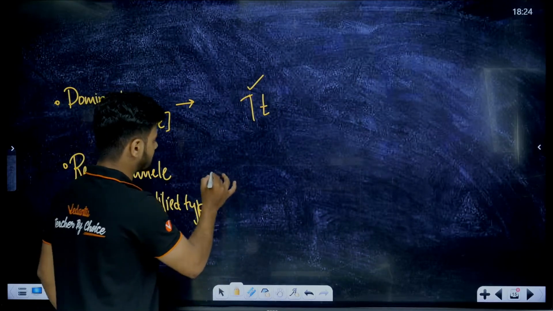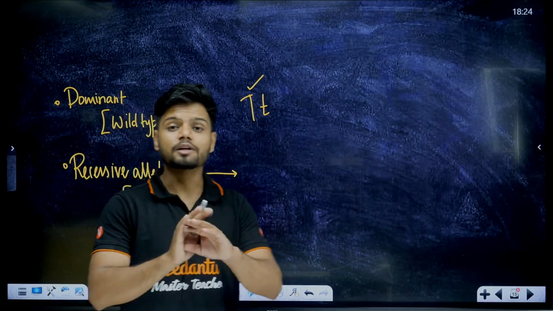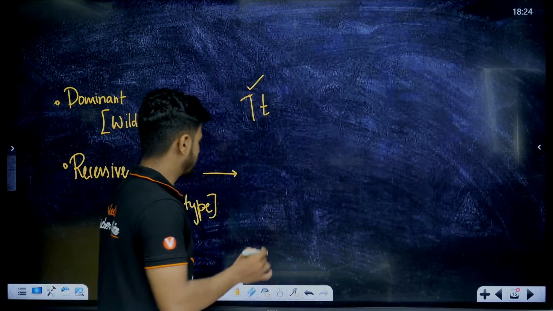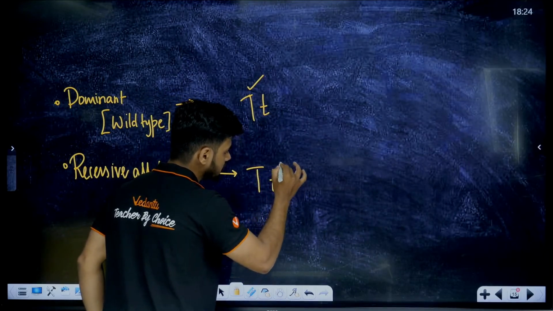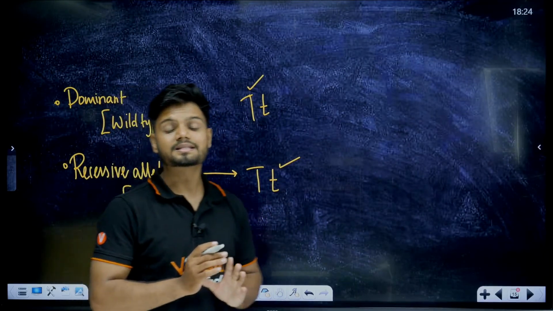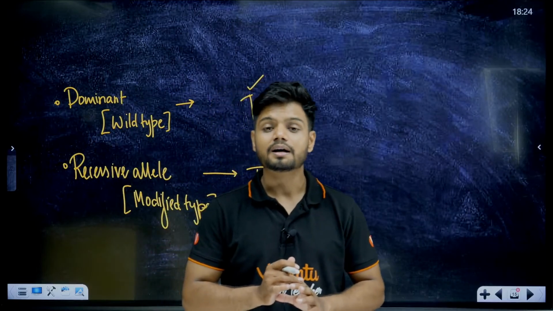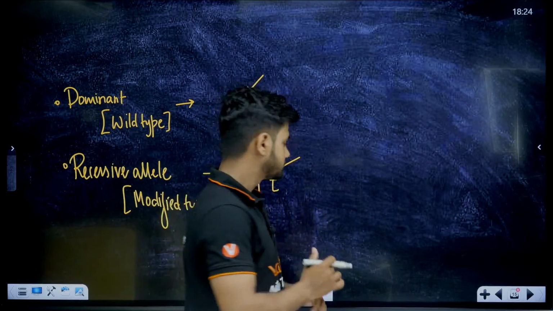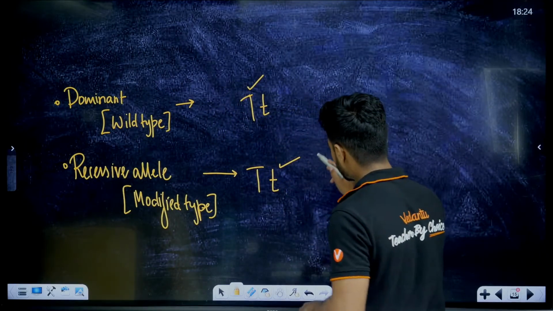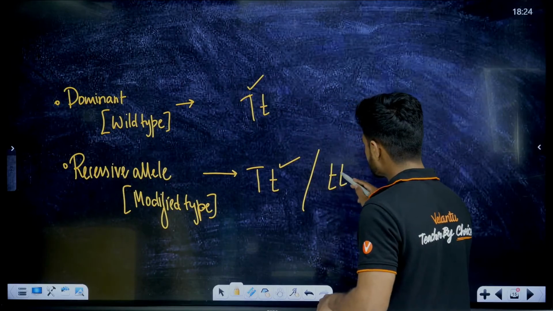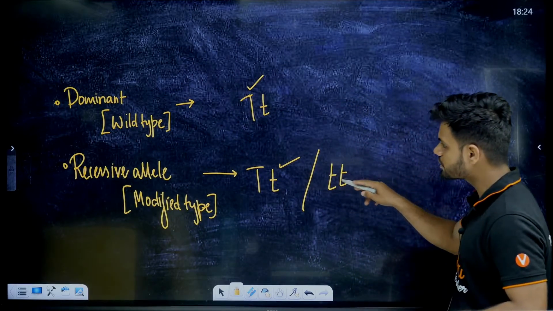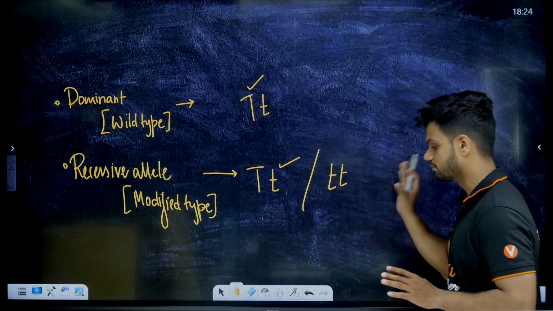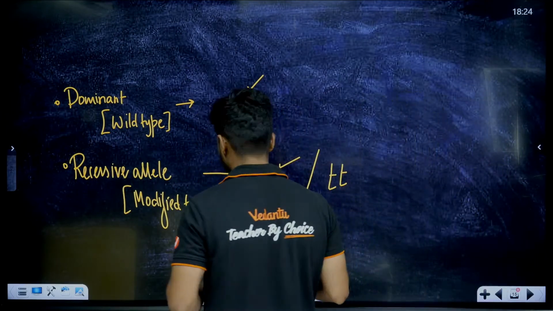Now, what about recessive allele? Recessive allele is an allele which cannot express itself at all in the presence of the dominant allele. For example, in capital T, small t, small t is going to be your recessive allele. Clear? And remember, only when small t is alone, in those conditions, the recessive allele will be able to express. Otherwise, the recessive allele cannot express itself at all.